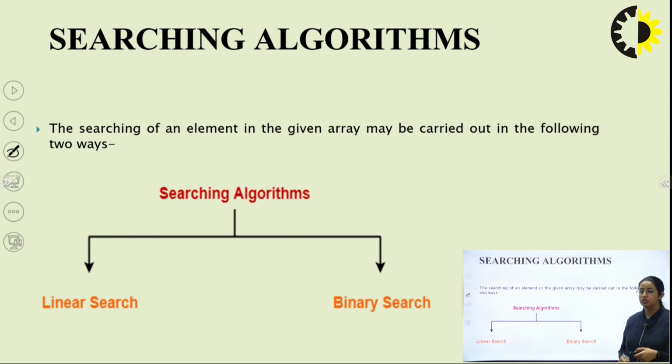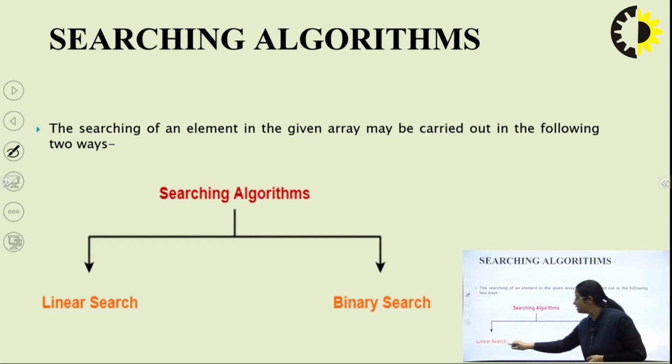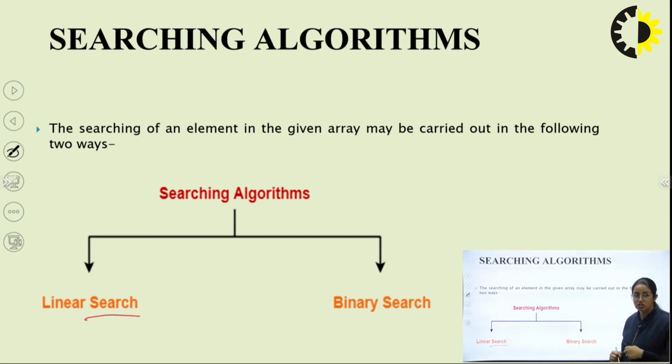Now, searching algorithms. As I have told you, we have two types of searching algorithms. First is linear search, which is of the type sequential search, and the second one is binary search, which is of the type interval search. Now we will discuss one by one what linear search is and what binary search is.